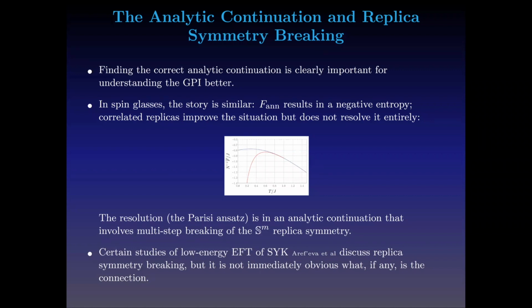So the resolution in spin glasses is an analytic continuation that involves multi-step breaking of the replica symmetry. So replica symmetry breaking is very important in spin glasses to resolve this pathology. And we might hope to gain insight about what's happening in JT gravity from what is going on with the spin glasses. And I would be remiss not to comment on the fact that there have been some studies of the low energy effective field theory of SYK that do discuss replica symmetry breaking, and I believe at least one step, although I'm not sure if they also discuss multi-step replica symmetry breaking. It's not immediately obvious what the connection is, but it certainly is intriguing.